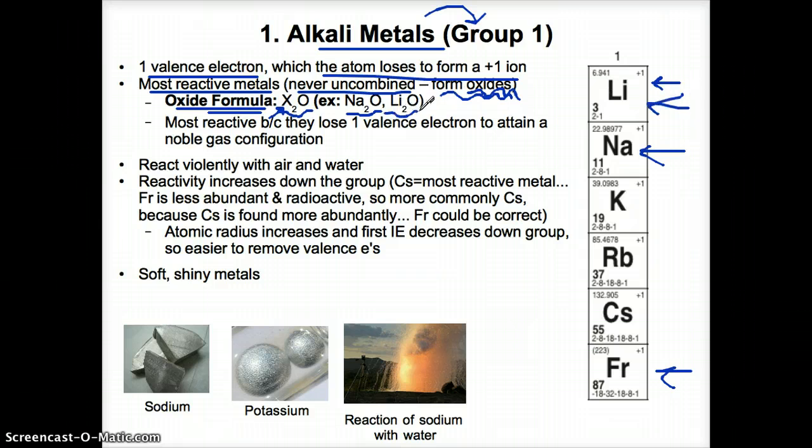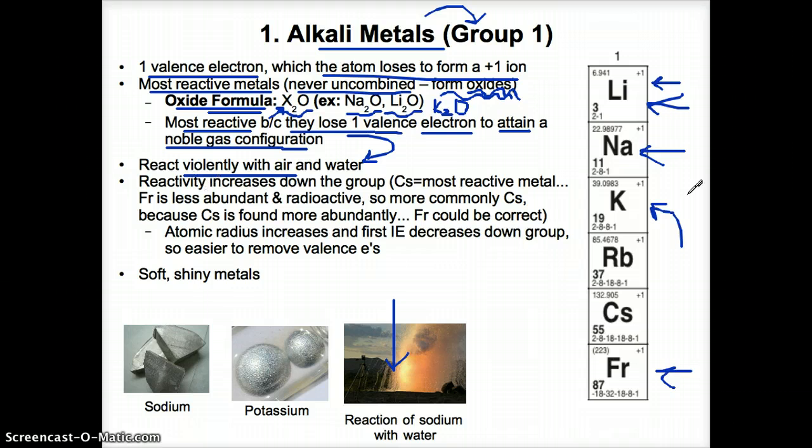And if you follow this pattern, the oxide of K, or potassium, is just K2O, so you see the pattern there. The reason why alkali metals are so reactive is because they're so close to an octet, so they can very easily lose their one electron to attain a noble gas configuration. As a consequence, they react very violently with air and water, as you can see sodium reacting with water here.